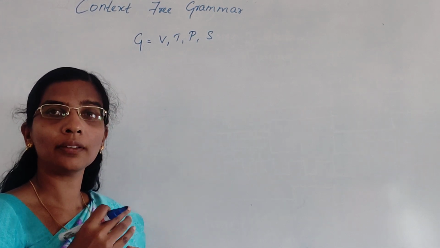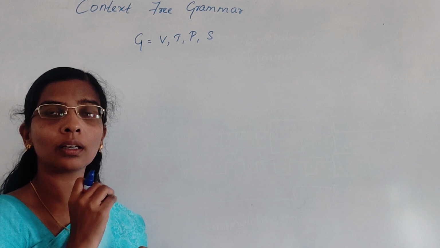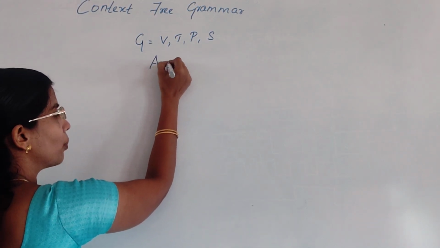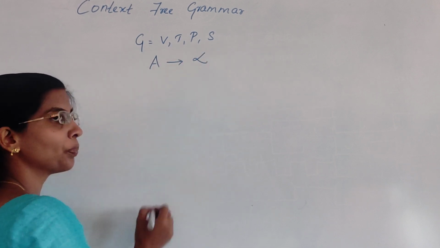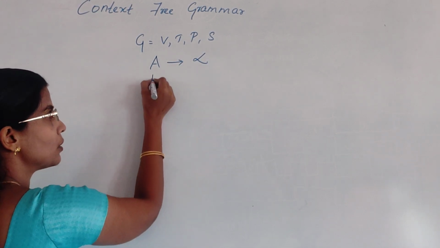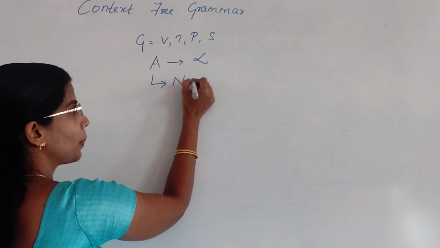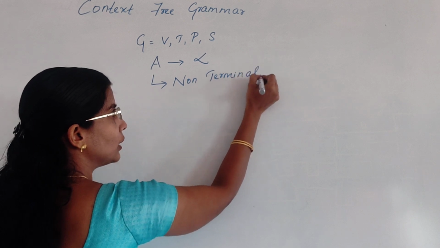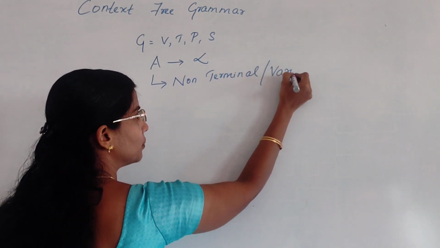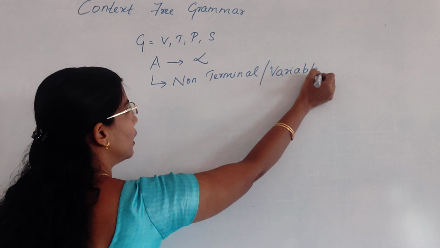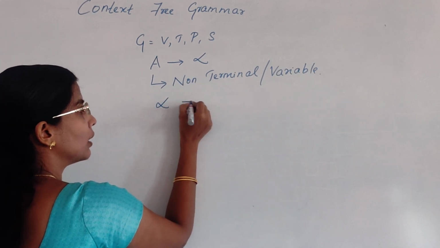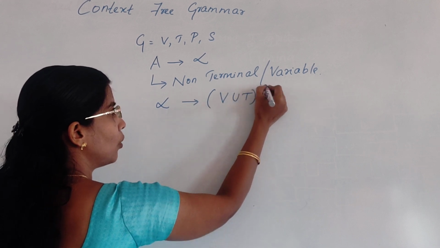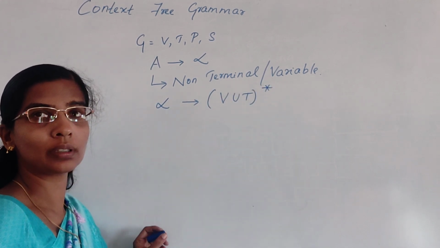And we have studied already the form of context-free grammar. It will be in this form: A tends to alpha. This A stands for non-terminal. What is the other name for non-terminal? It is variable. And alpha is union of variables and terminals for any number of times.